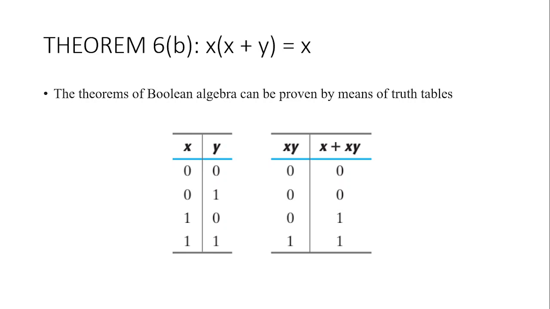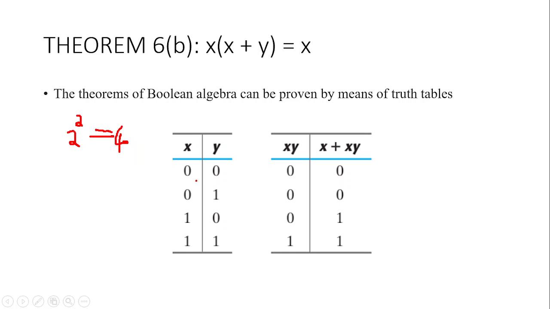There are two ways in which you can prove it. One is using the algebraic equation. The next one is using the truth table. So let's try to prove it using the truth table. Let's take two variables, x and y, and they are binary. So how many possible values can you get? 2 to the power 2, which is equal to 4.